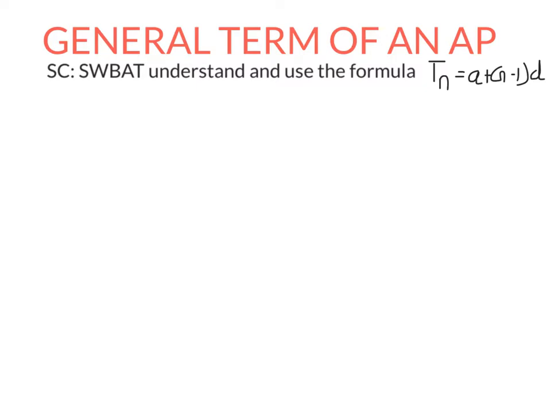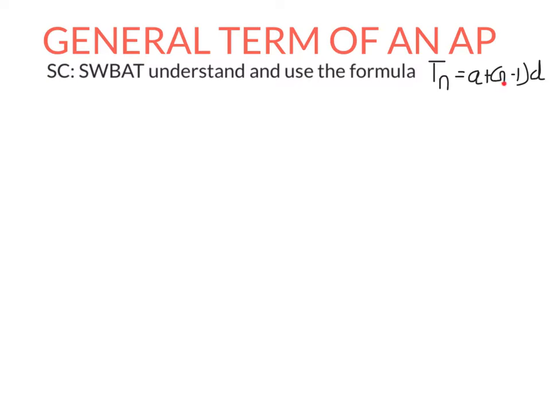By the end of it, you should be able to understand and use this formula here, which gives you the general term of an AP. The idea is, you know a, which is the first term, you know d, the common difference, because all APs have a common difference, and if you substitute in a value of n, you'll find that number term.